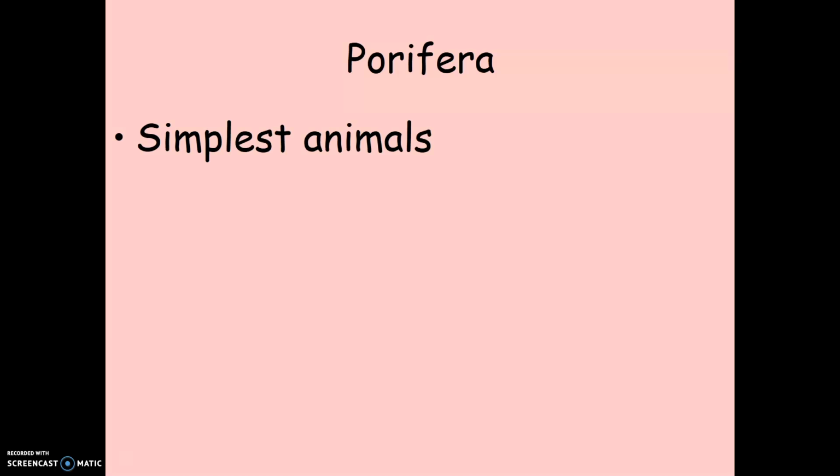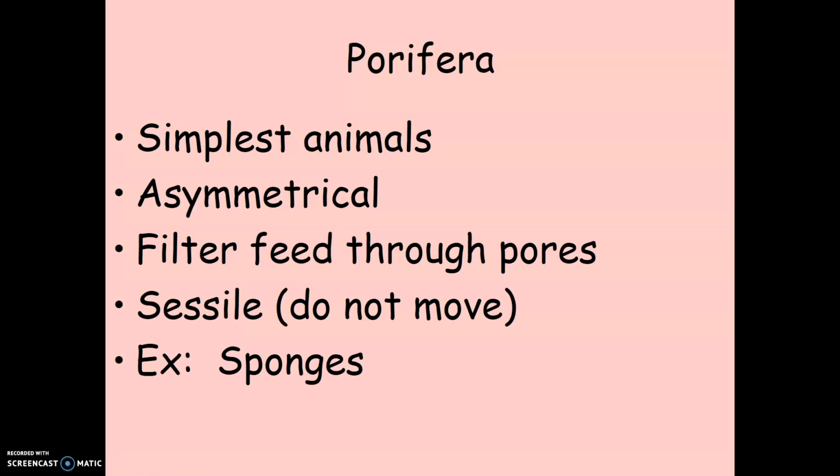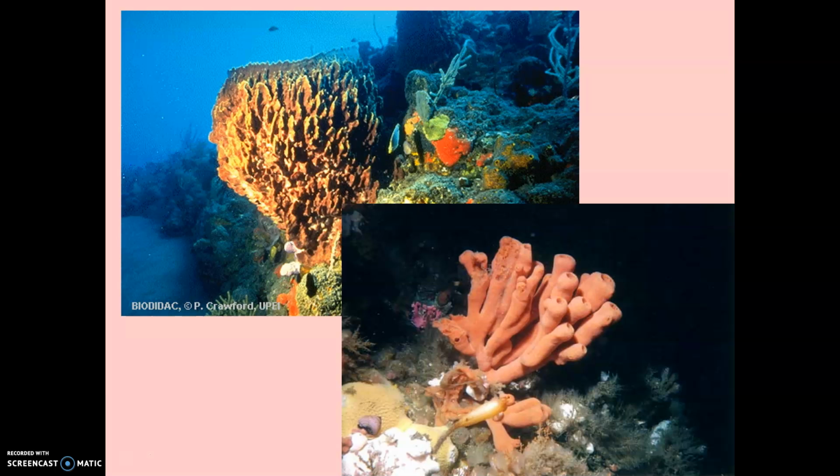These are the very simplest animals. They're asymmetric. So if you were to do a line down the middle, it would not be the same on both sides. They filter feed through their pores. They're sessile, meaning they don't move. Examples are sponges. The Porifera phyla is going to be all your different types of sponges. It's kind of hard to think that they're animals, but sponges are actually animals. Obviously, they're invertebrates that we're talking about. So there's some examples.